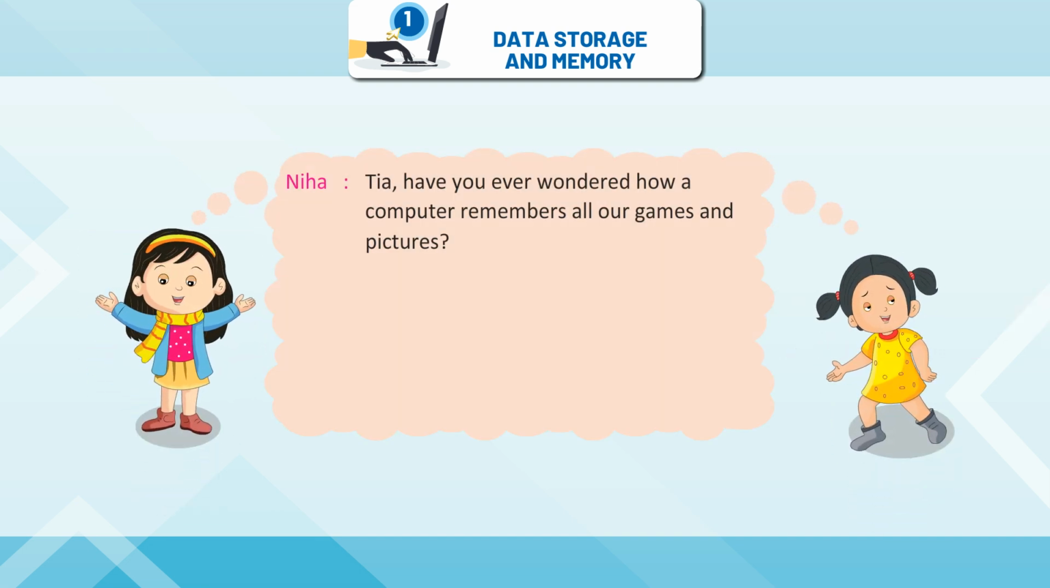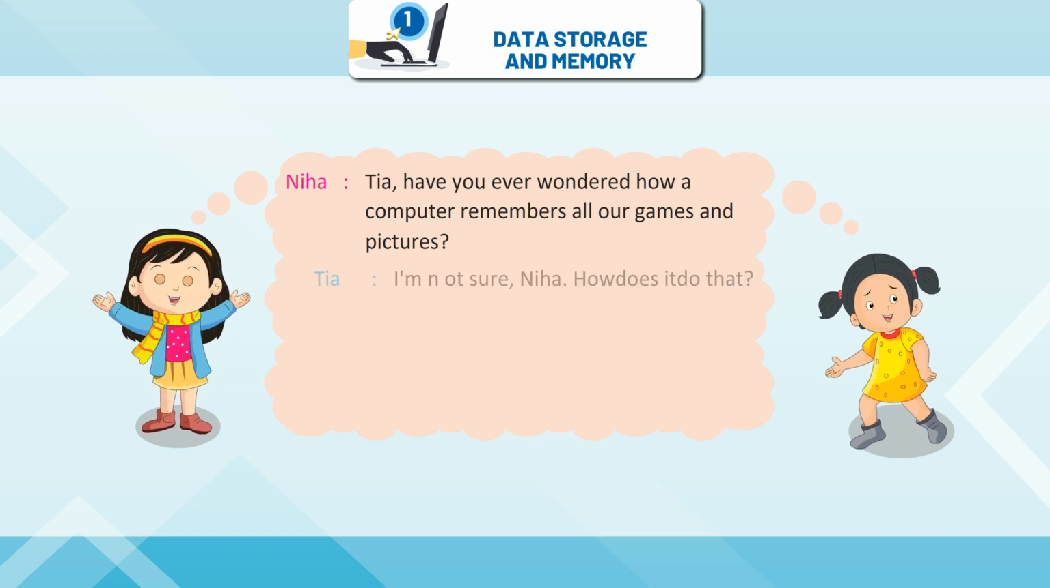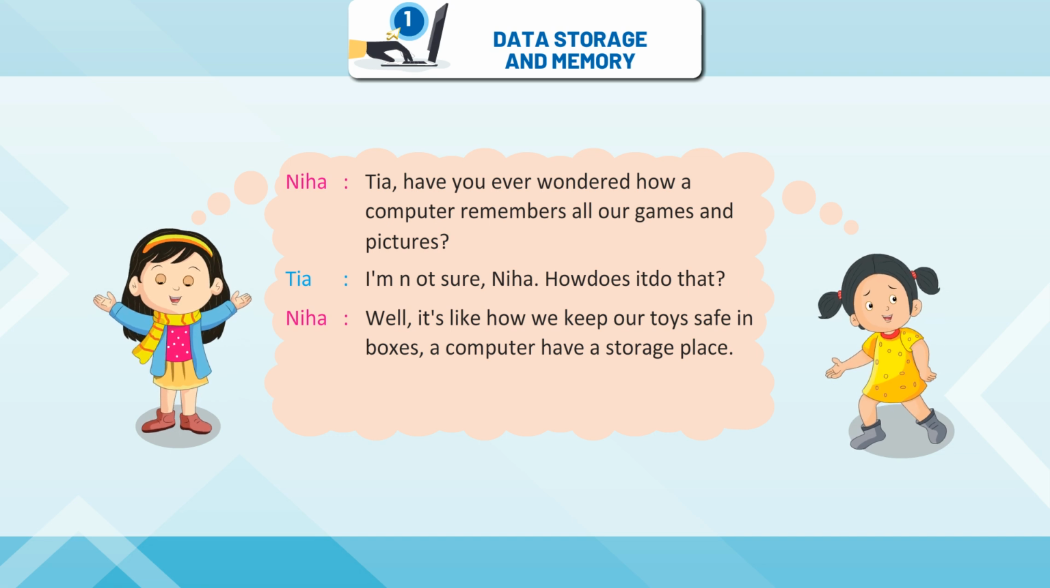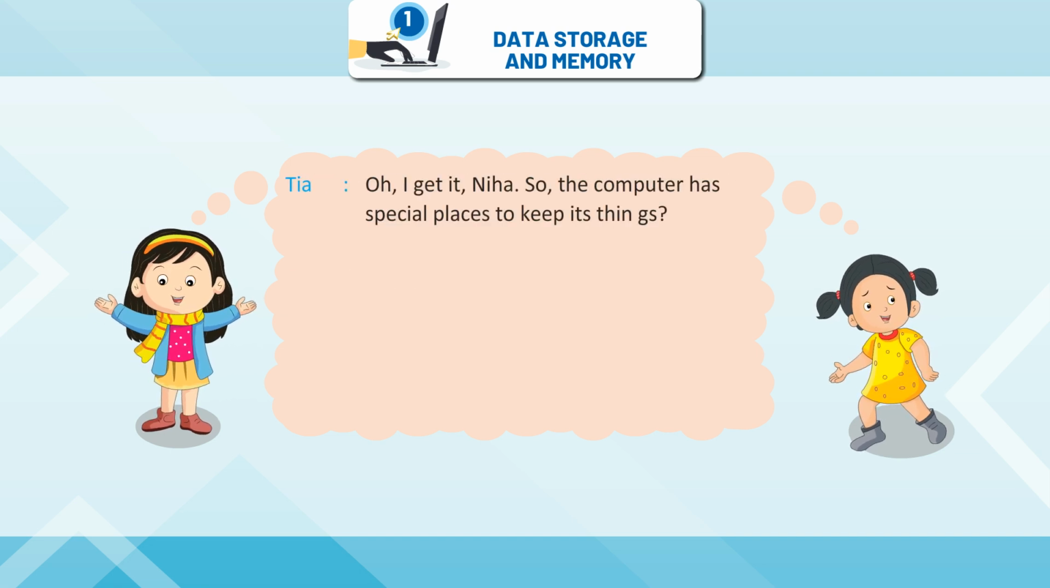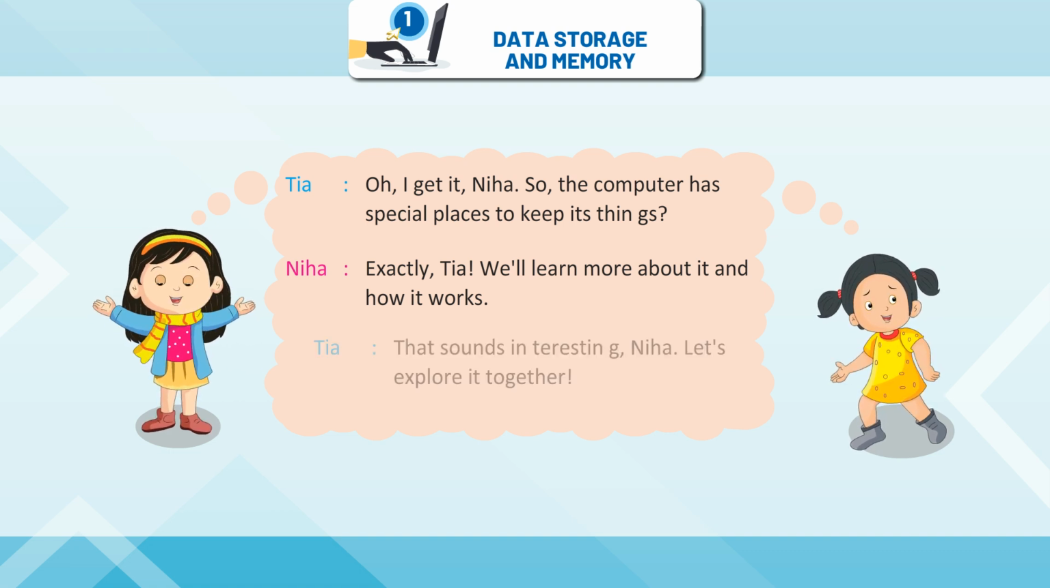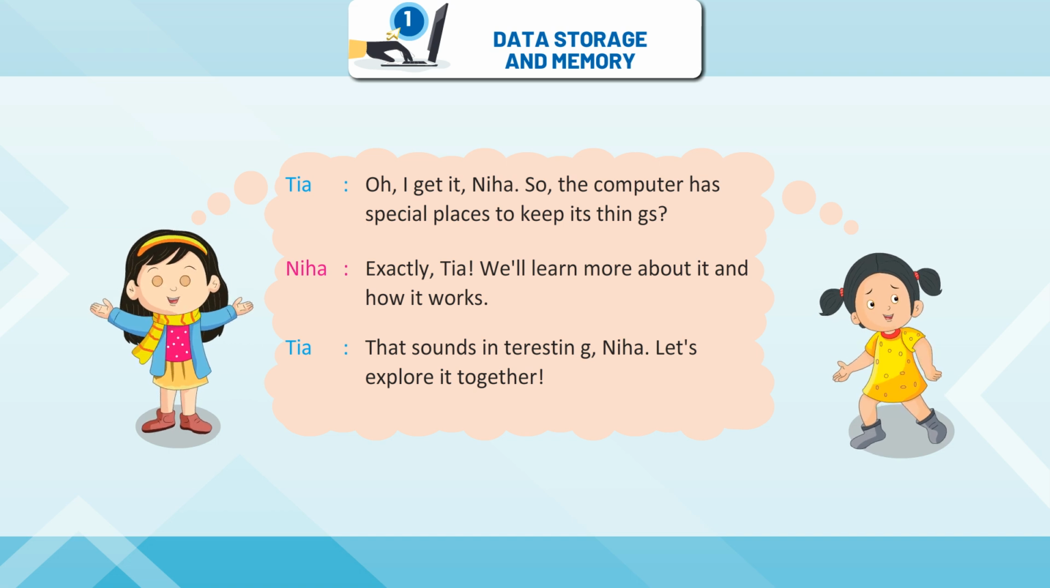Neha, Tia, have you ever wondered how a computer remembers all our games and pictures? Tia: I'm not sure, Neha. How does it do that? Neha: Well, it's like how we keep our toys safe in boxes. A computer has a storage place. Tia: Oh, I get it, Neha. So the computer has special places to keep its things. Neha: Exactly, Tia. We'll learn more about it and how it works. Tia: That sounds interesting, Neha.